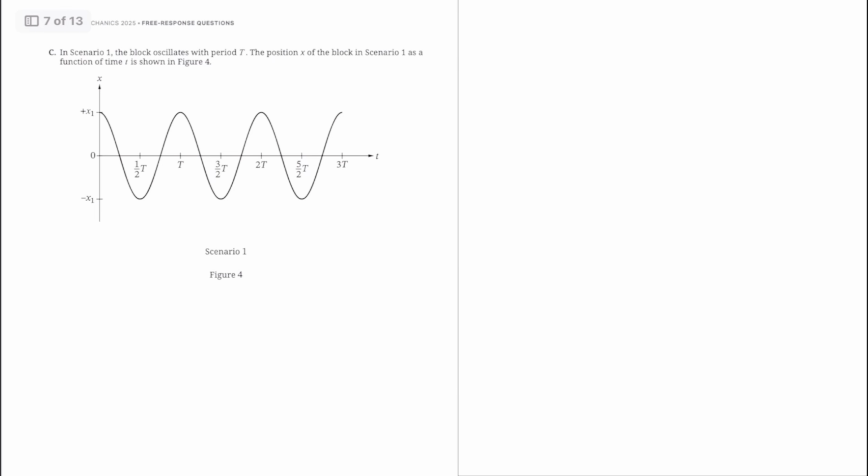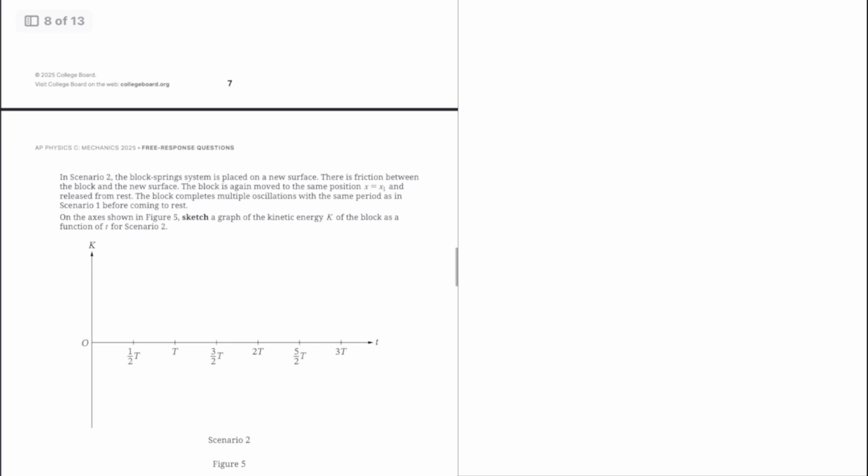In scenario 1, the block oscillates with period T, and the position x of the block as a function of time is shown in figure 4. Great, so this is the position as a function of time. In scenario 2, the block-spring system is placed on a new surface. There is friction between the block and the new surface. The block is again moved to the same position, x equals x1, and is released from rest. The block completes multiple oscillations with the same period as in scenario 1 before coming to rest.